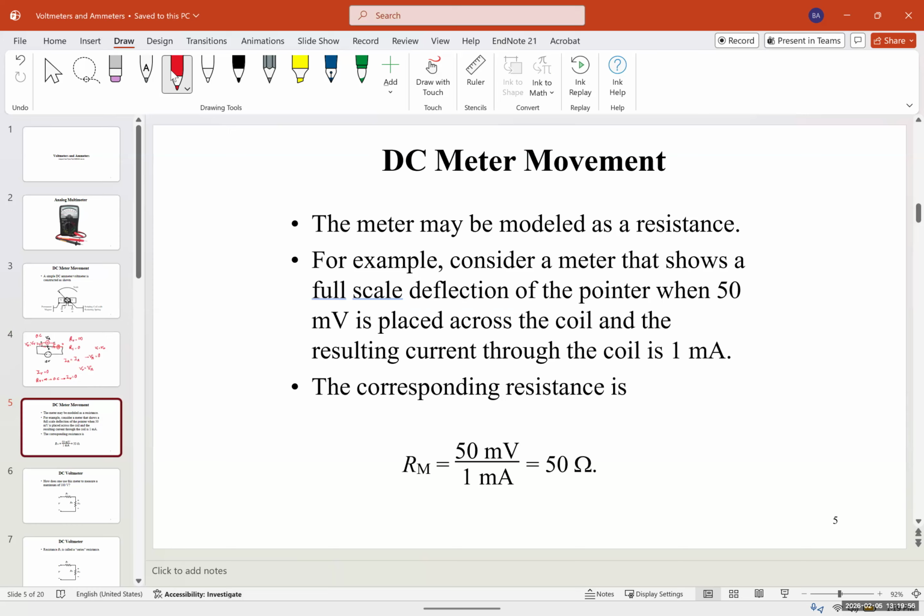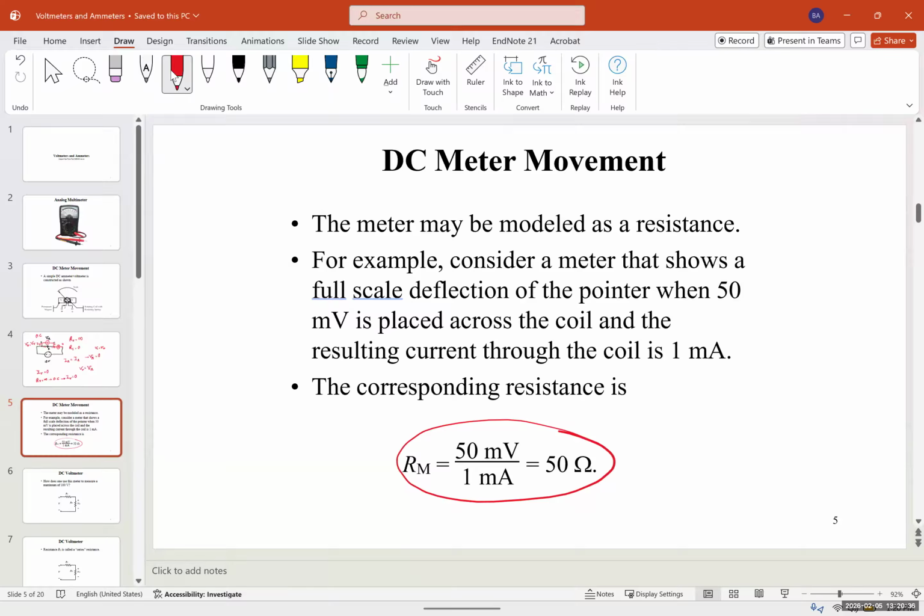Now, for a DC meter movement, the meter may be modeled as a resistance. We're going to start with an analog meter, and then we're going to go to digital, but most of the things are shared between them. For example, consider a meter that shows a full-scale deflection of the pointer at 50 millivolts placed across the coil, and the resulting current through the coil is 1 milliamp. The corresponding resistance using Ohm's law is V over I, which is 50 millivolts over 1 milliamp, giving us a resistance of 50 ohms.